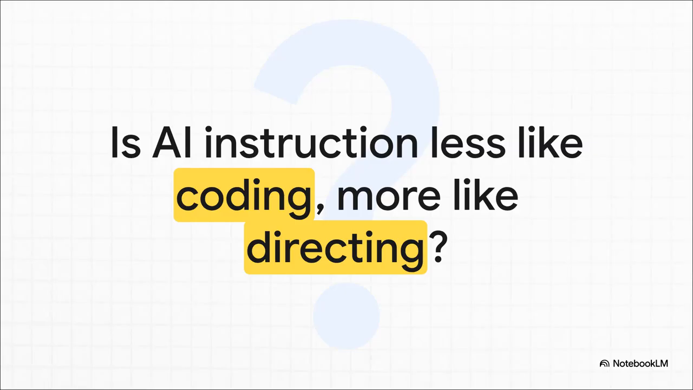So what's the big takeaway here? Well, maybe it's that building a great AI is less about being a coder and a lot more about being a great director, right? It's about creating a character, giving it a script, and setting the stage for a fantastic performance. So the real question is, what kind of director are you going to be? Definitely something to think about.